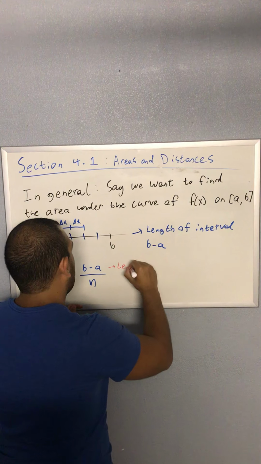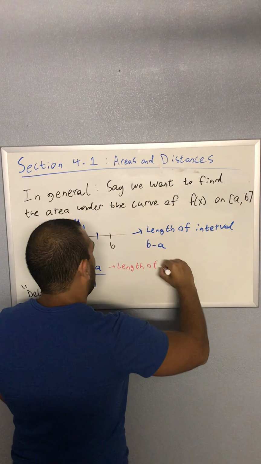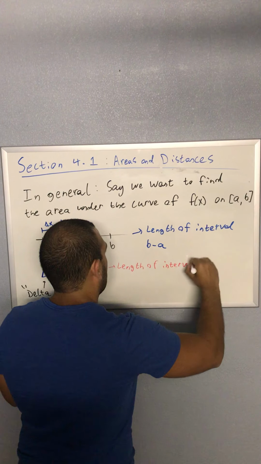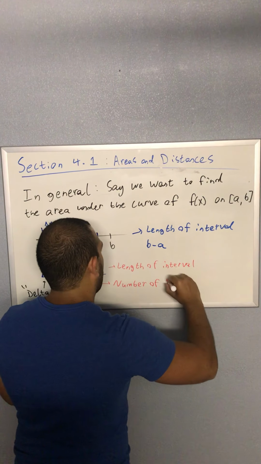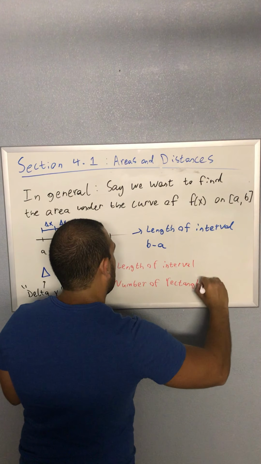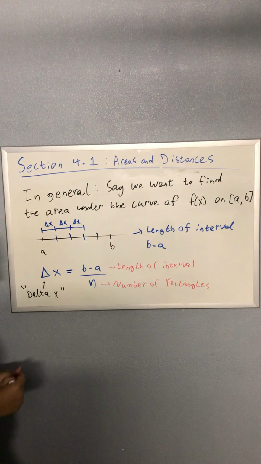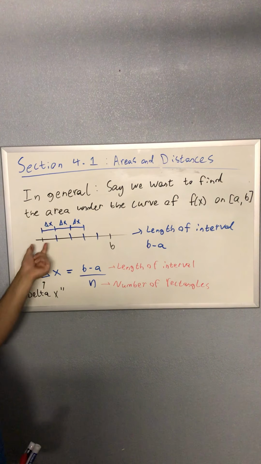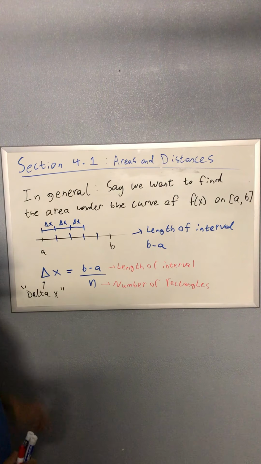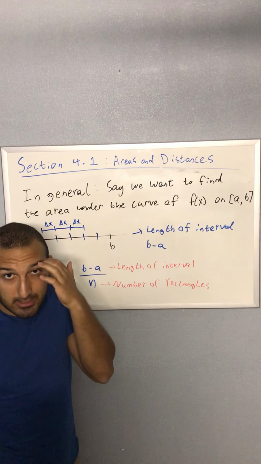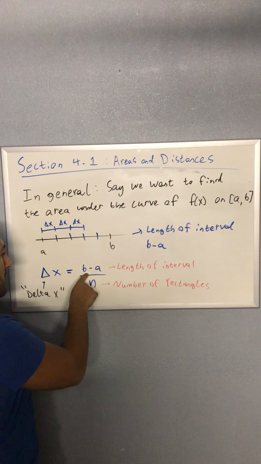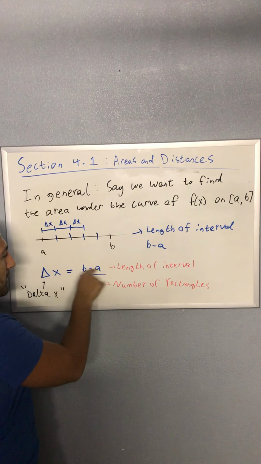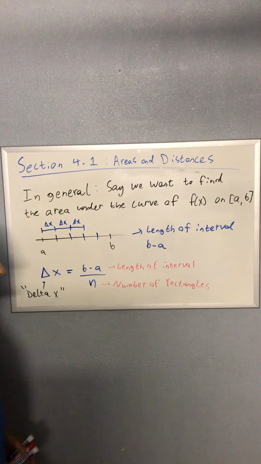So this is the length of the interval, and this is the number of rectangles we're going to use. And that will tell us what delta x is: basically, the width that each little subinterval is going to have. In the example we did earlier, delta x was 1/4, because our b was 1, our a was 0, so we get 1 minus 0 up here, and our n was 4, so 1/4.